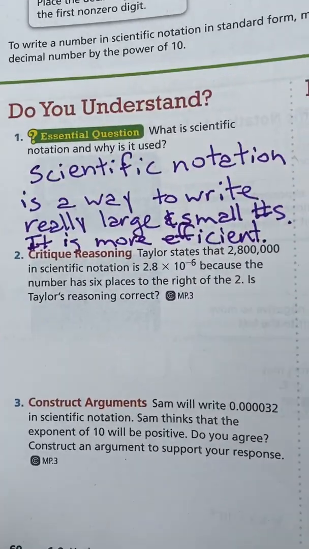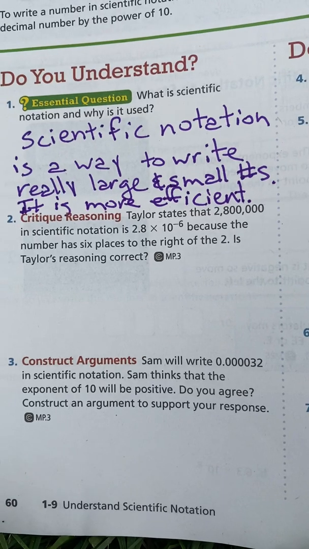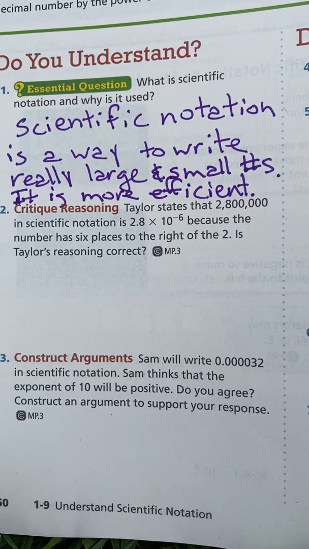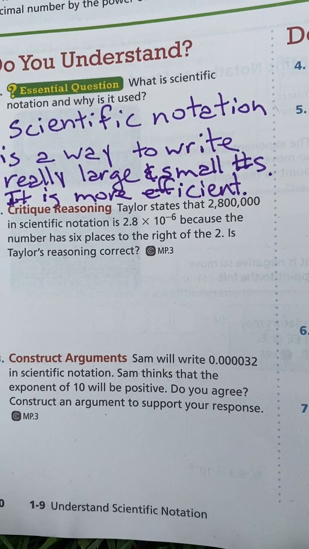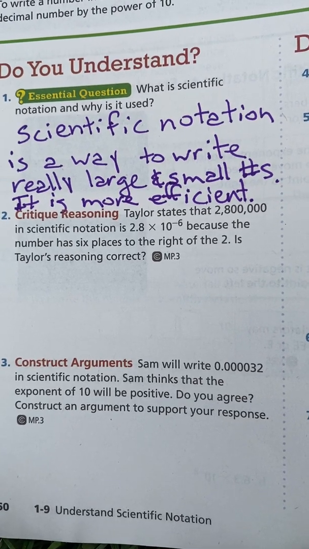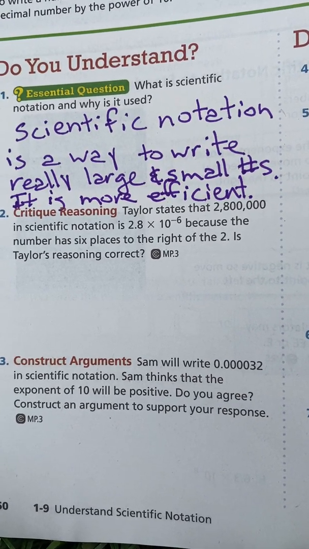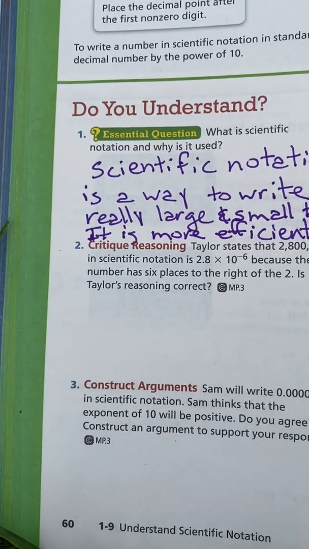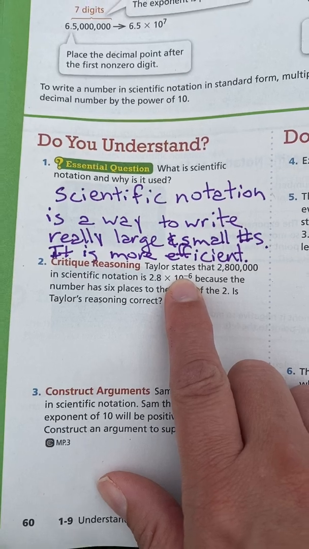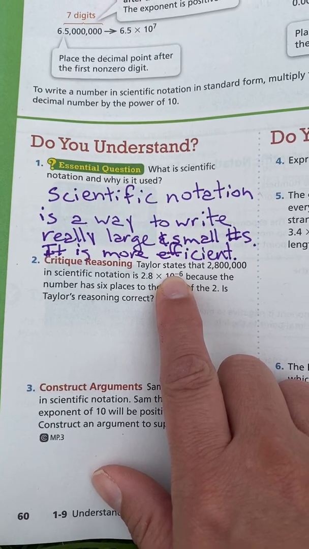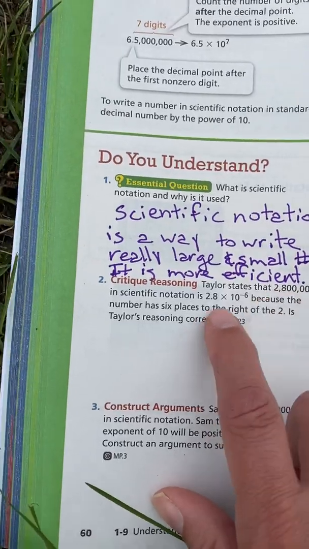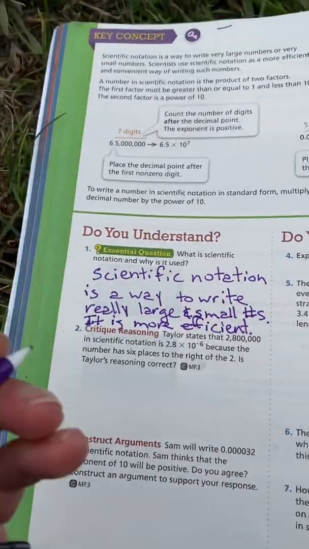Okay, number 2, critique reasoning. Taylor states that 2,800,000 in scientific notation is 2.8 times 10 to the negative 6 because the number has 6 places to the right of 2. Is Taylor's reasoning correct, right? So again, we use the negative exponent here when it's a number less than 1, right? Is this number less than 1? No, right? So the reasoning is not correct.